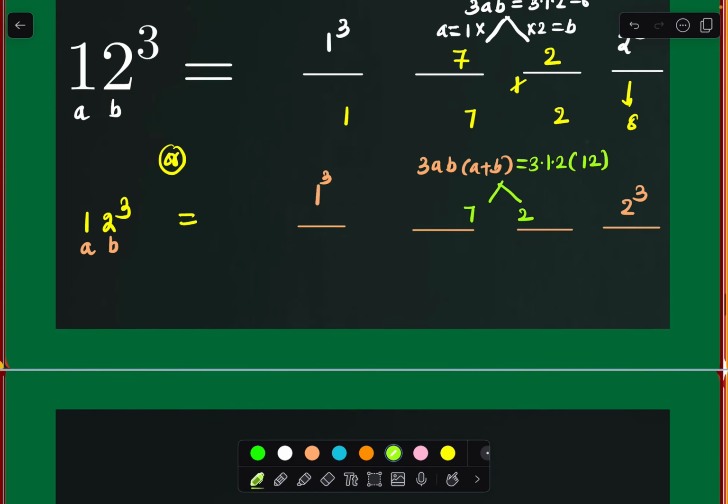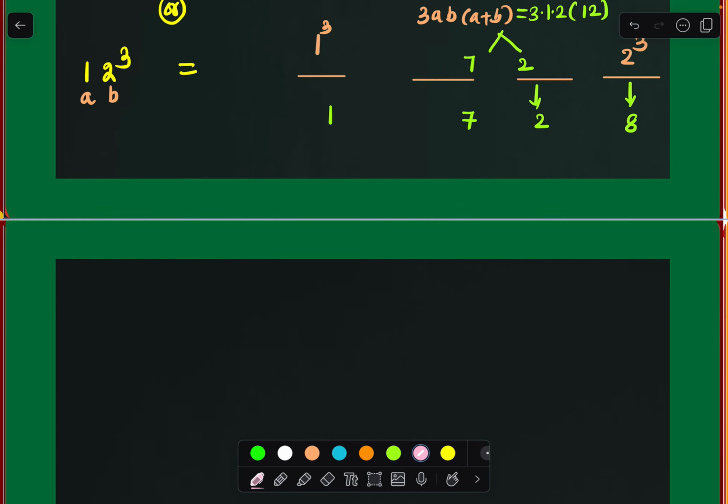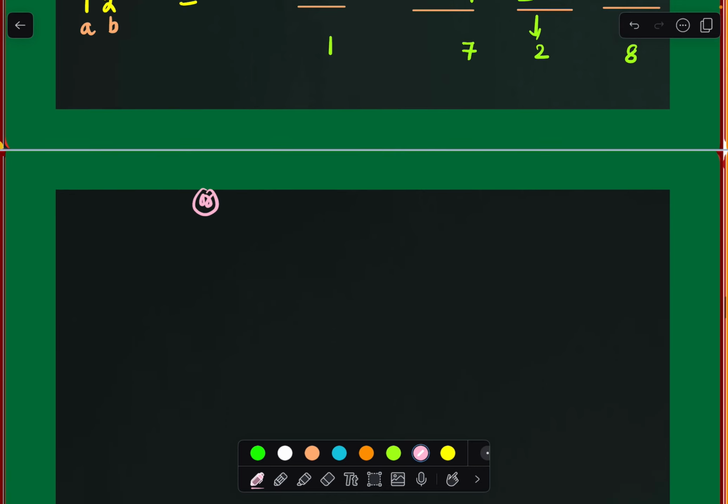Now if any extra numbers are there, we'll carry them forward, otherwise we'll write as it is. Its value is how much? 2 cube value 8, and here 2 as it is, here 7 as it is, here 1 cube value 1. So I'm getting the 12 cube value as what? 1728 easily, right? And the same example I'm taking, I'm using one more representation, that's it.